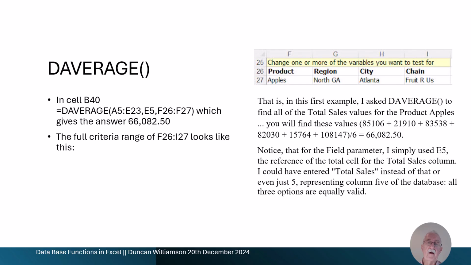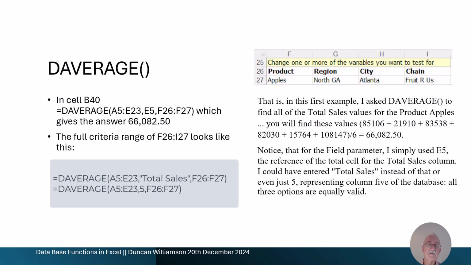Now, notice a couple of things. For the field parameter, I simply used the address E5, the reference of the header cell for the total sales column. I could have entered total sales, the full string of the header, instead of that, or even just the number 5. I pointed out that the total sales column is column 5 for this reason. I could simply type 5 there, representing column 5 of the database. And all 3 of those options are equally valid.